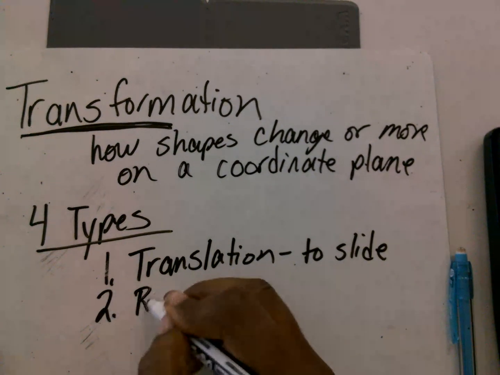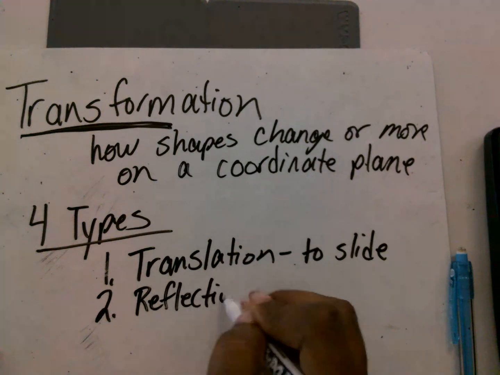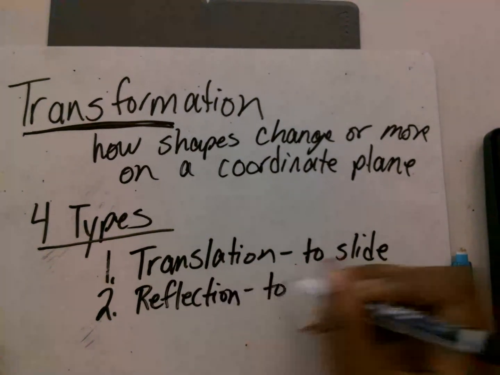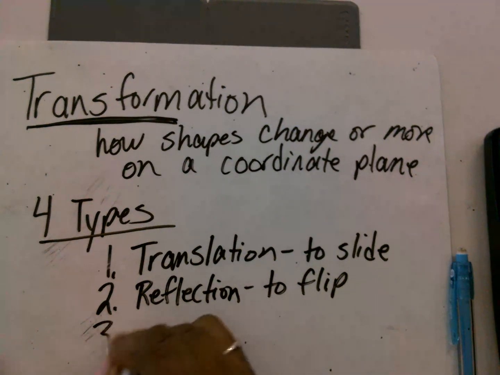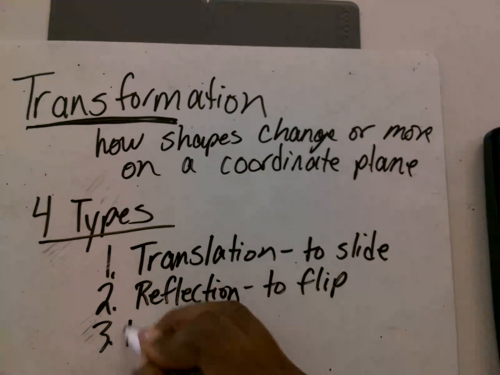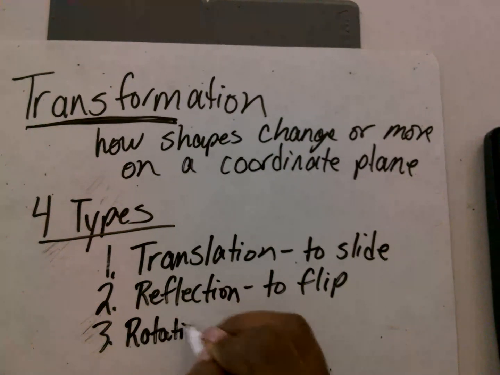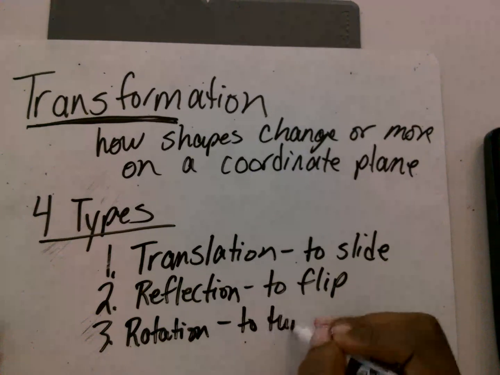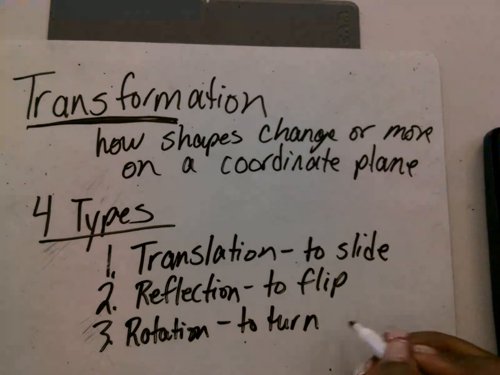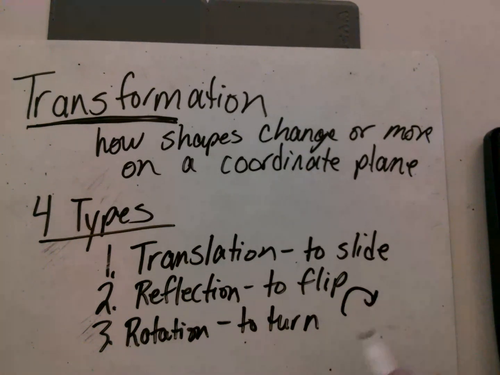The second one we're going to do is reflection. Reflection is to flip. In this course, we're only going to flip an object either over the x-axis or over the y-axis. The third transformation is rotation. Rotation is to turn an object. You're going to turn it either clockwise, that's to the right, or counterclockwise, turning it to the left.